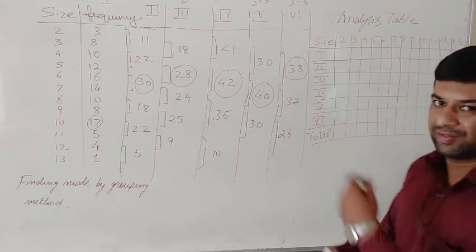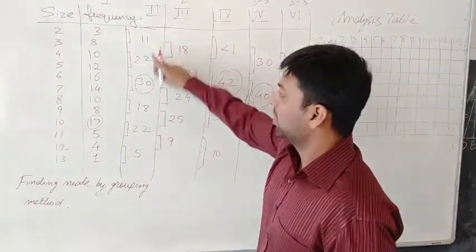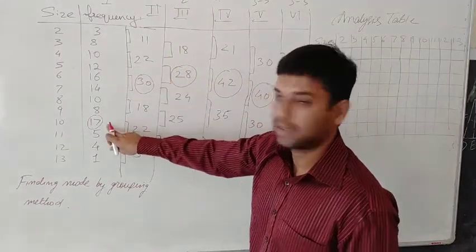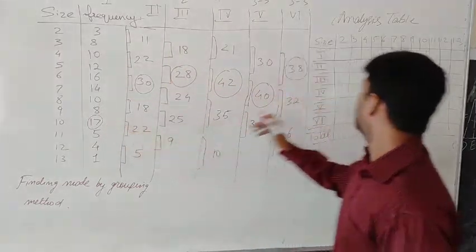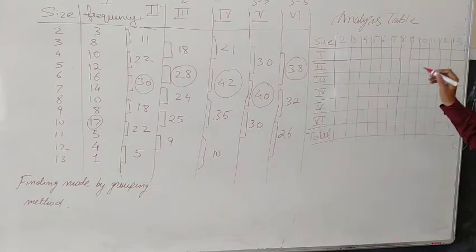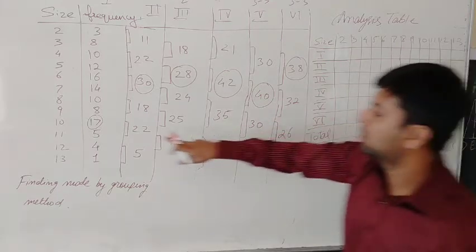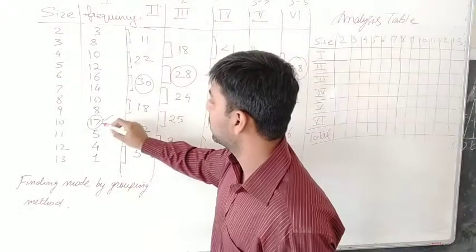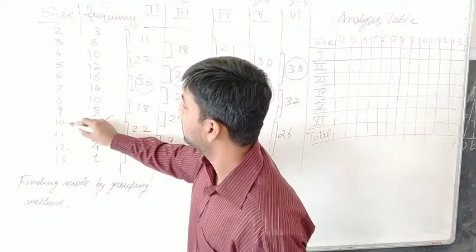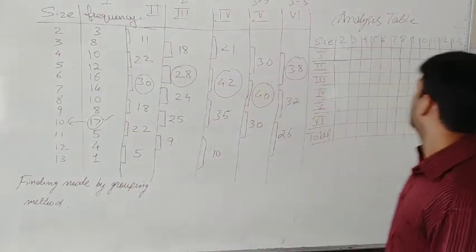Okay, now how to solve it further? See, what is the highest here in the first column? 17. 17 is the biggest, so you take 17. Where is 17? It is over there, the highest over here. So what is in front of it? It is 10. The value is 10. So where is the value 10?